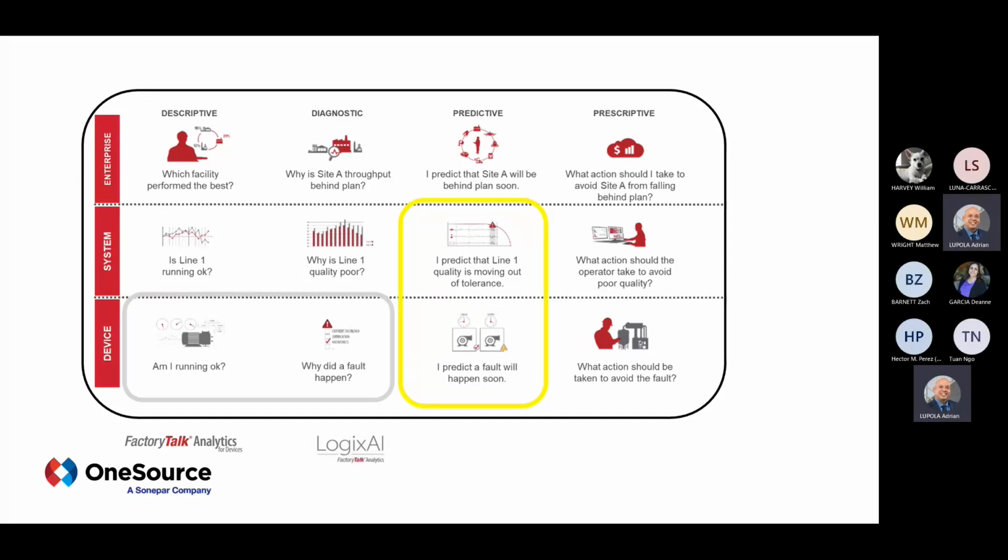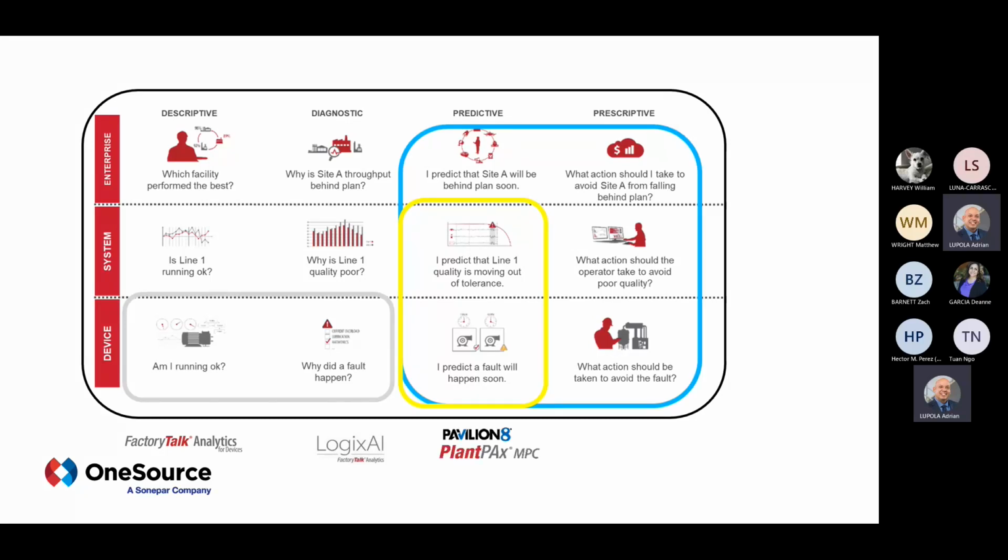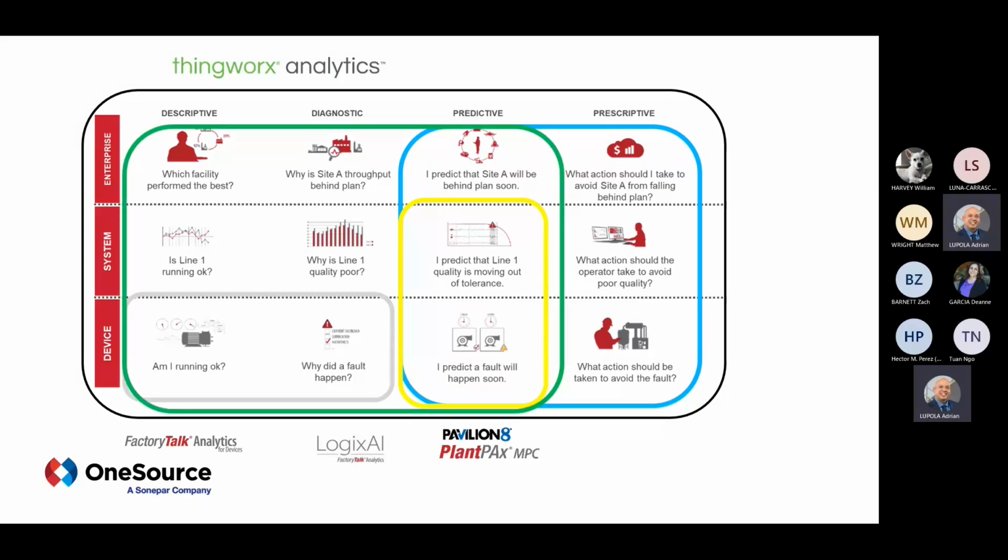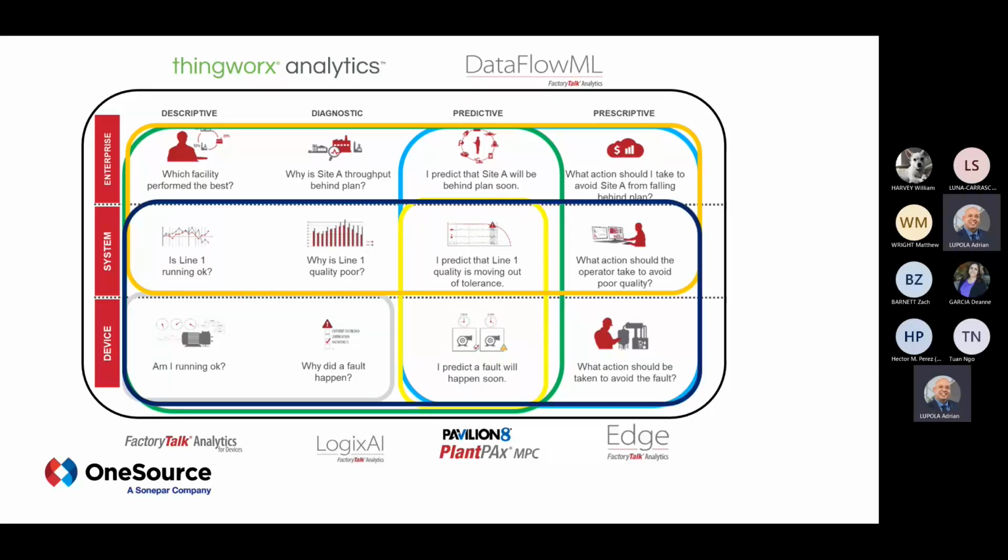And just due to limitation of time, once again, there's FactoryTalk Analytics, there's Logix AI, but just be aware of what's throughout the whole portfolio for issues in your plant. We have things like Pavilion8, PlantPAx model predictive control that'll help you out with predictive and prescriptive, all the way from enterprise through to your devices. We have the partnership with PTC. There's ThingWorx Analytics. This will cover everything from your device and enterprise, from descriptive all the way through predictive. And then there's also Dataflow ML. This is going to take your system and enterprise and go from descriptive all the way through prescriptive.